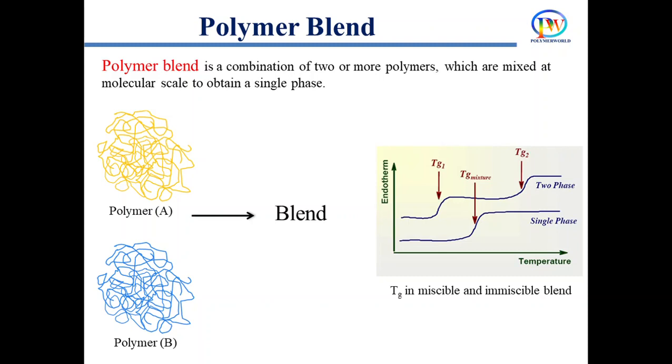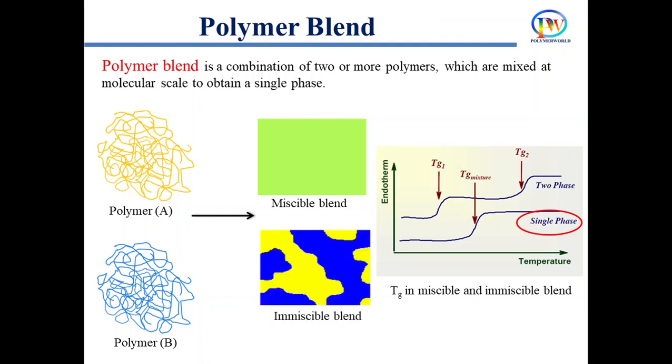If two or more polymers are mixed together very well at molecular scale, then they form a homogeneous single phase, and the blend is known as a miscible blend. This type of blend shows only one Tg in a DSC or DMA scan. If they do not mix well, the blend is called an immiscible blend, and this type of blend clearly shows two distinct Tg. Although both miscible and immiscible blends are equally important.